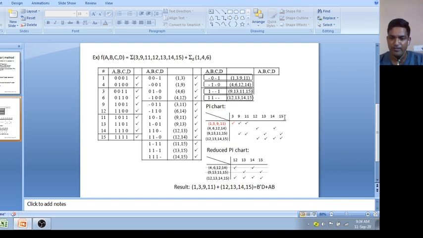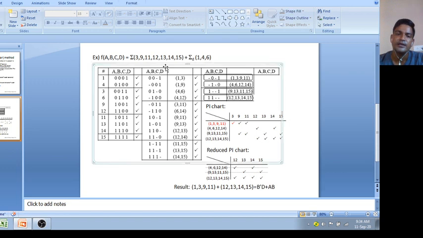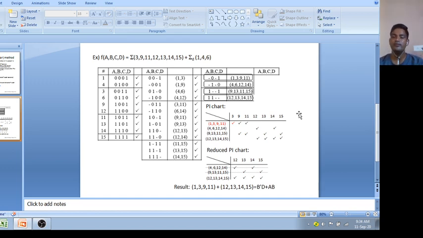You have to remember, always you have to remember, do not write don't care terms here. Here you will write down only minterms. Okay, these are the minterms and these are don't care terms. I am not writing don't care terms here, 1 4 6 I am not writing. This thing you have to remember always.